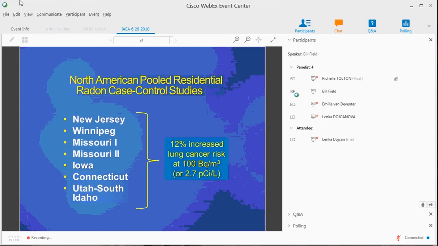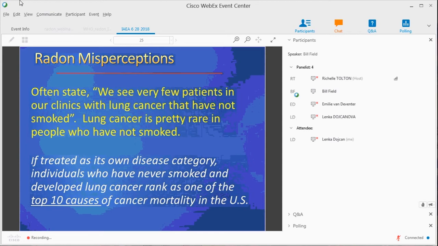One of the biggest misperceptions, when you talk to physicians in particular, is they say, we see very few people coming into the clinic with lung cancer that have not smoked. And if you think about it, in the United States, 160,000 people with lung cancer and 20,000 people that have never smoked, well, that's what they're going to see. So they're really persuaded and biased in a way that this is totally a disease due to smoking. And when we talk to them about radon and never smokers, it was really one of the top 10 causes of mortality. That sort of changed their perspective.